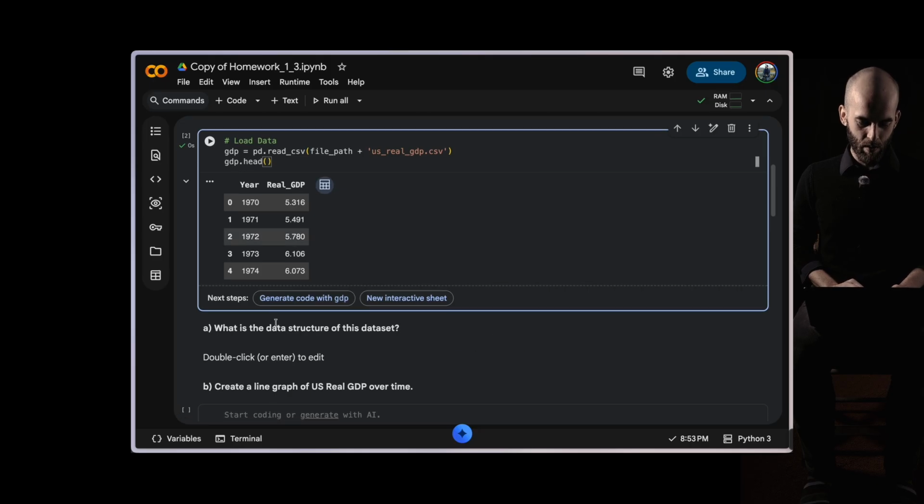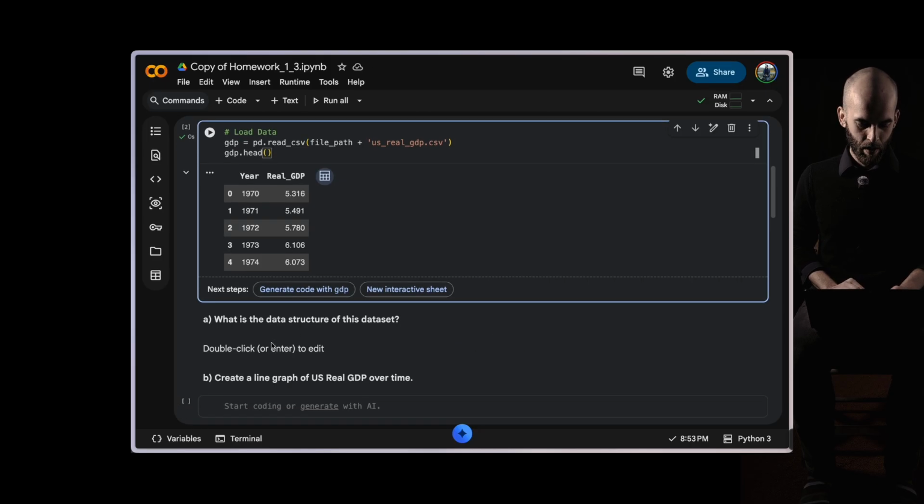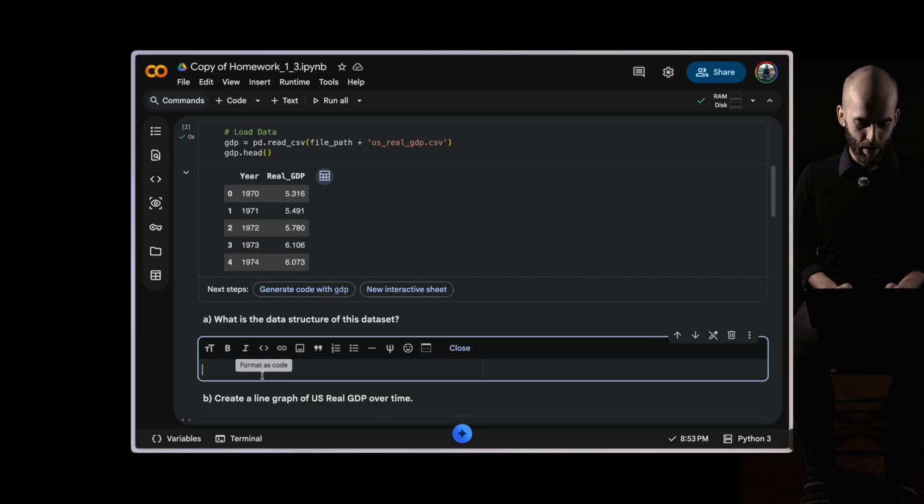So the first question is, what's the data structure? Well, this is time series. We have one entity, and we're not even including that entity as a column because it's implied. And we're measuring that one entity through many years. So we'll say this is time series.